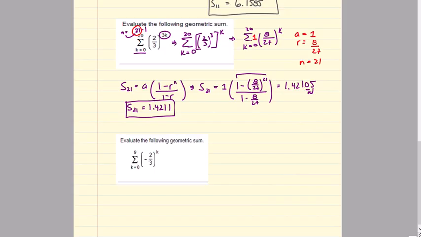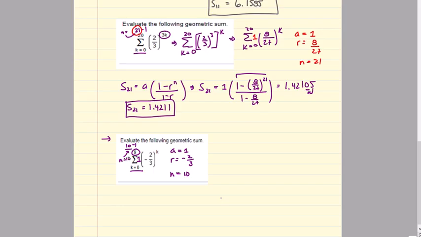Now for this one, it's already in a geometric form, so I really don't need to do any rewrite, but I do need to check, am I starting at 0? And I am. So for this example, a is equal to 1. Again, this is an implied 1 right here. r is equal to a negative 2/3. I need to take the negative with it. And n is equal to 10. I get that from 9 is equal to 10 minus 1. So I'm going to have 10 terms. So n is equal to 10.